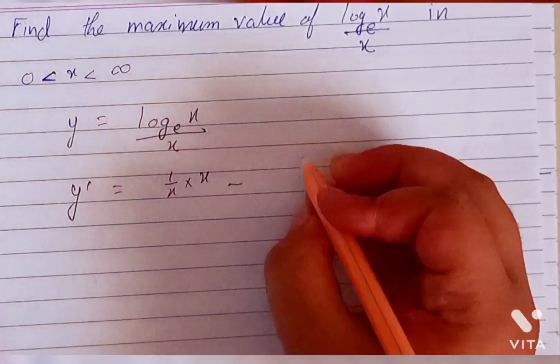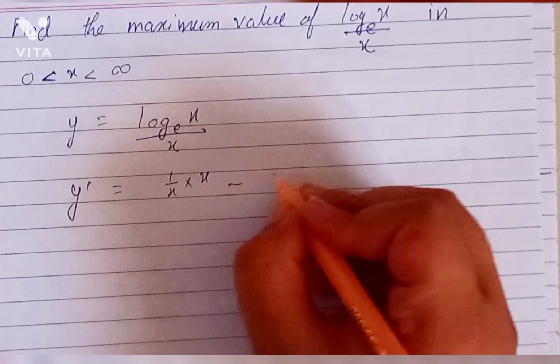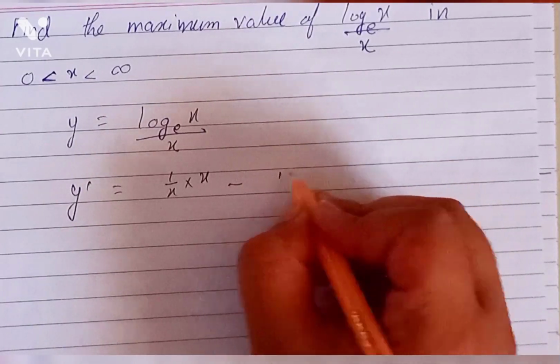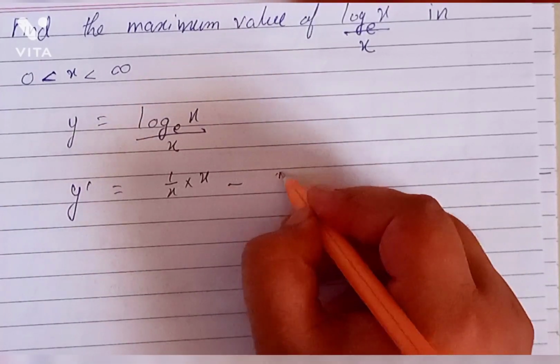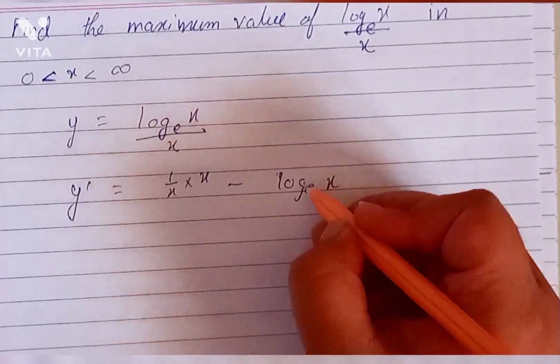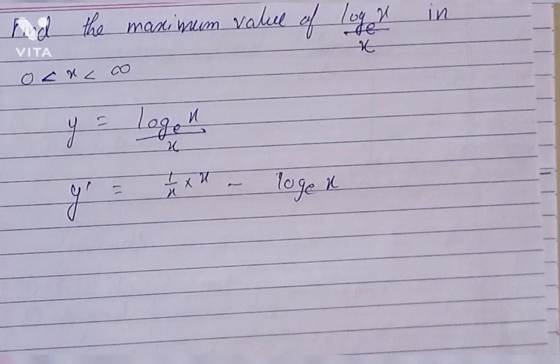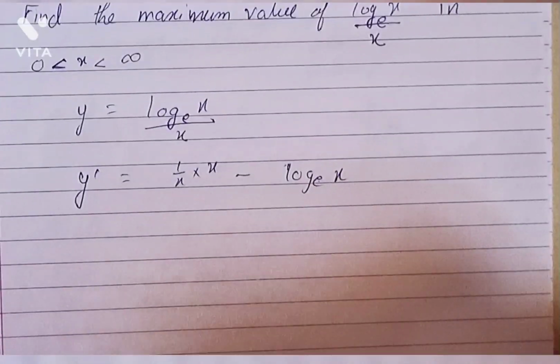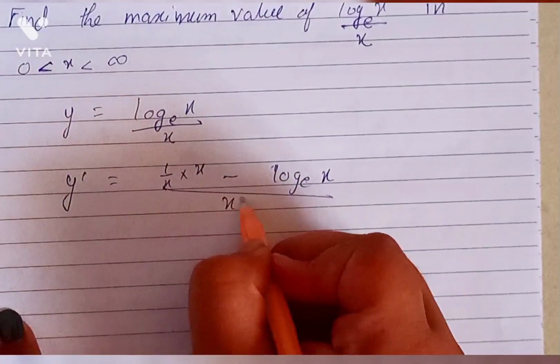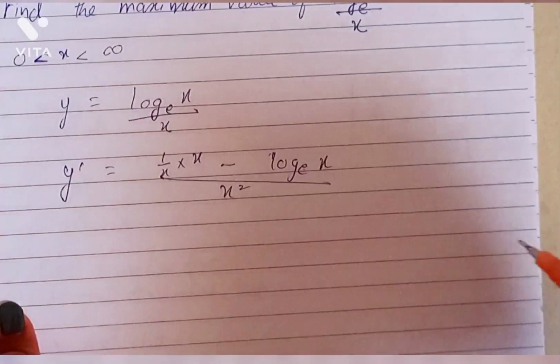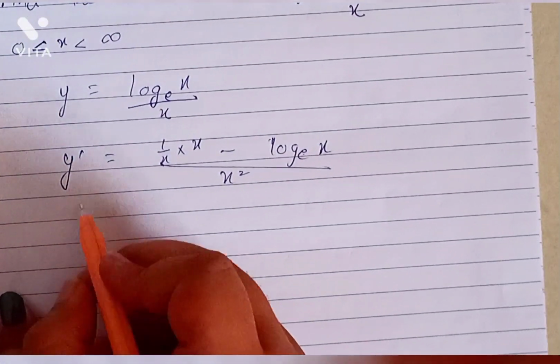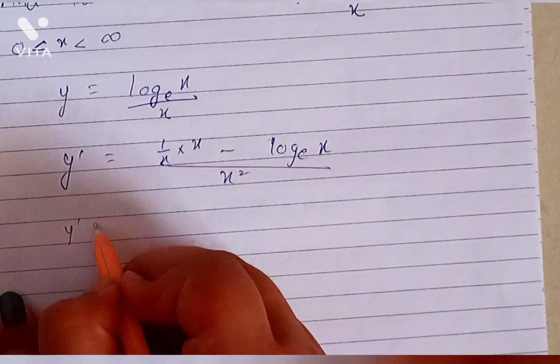Okay, minus log e to the base e. This we got over here upon x square. This is the formula of differentiation. Now next we'll equate y dash equals to 0.